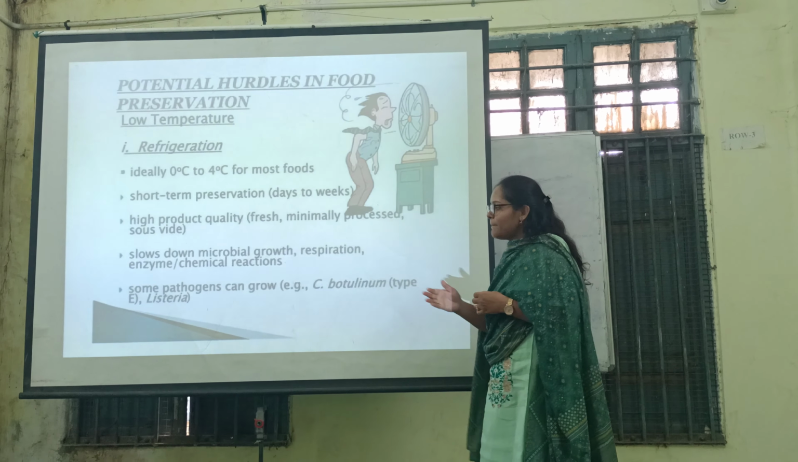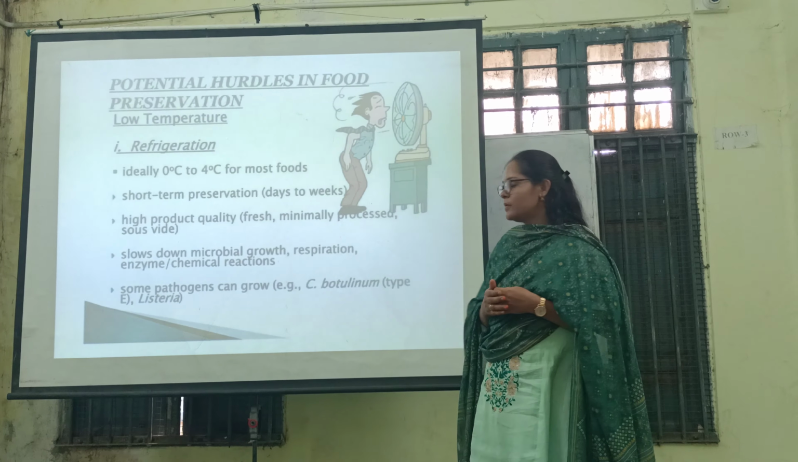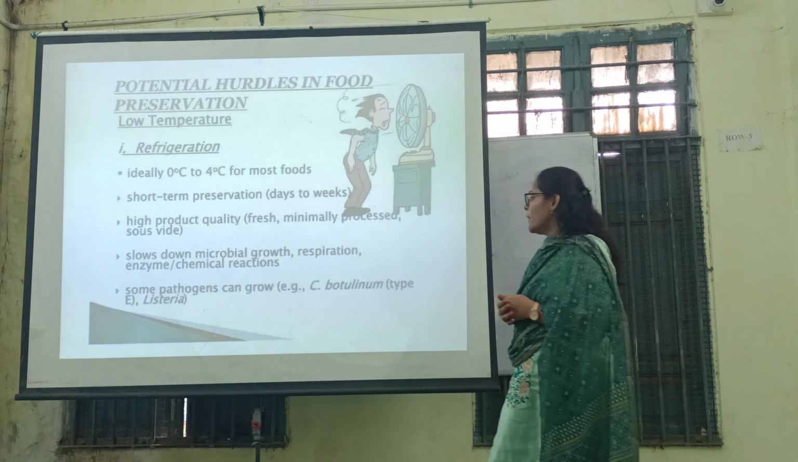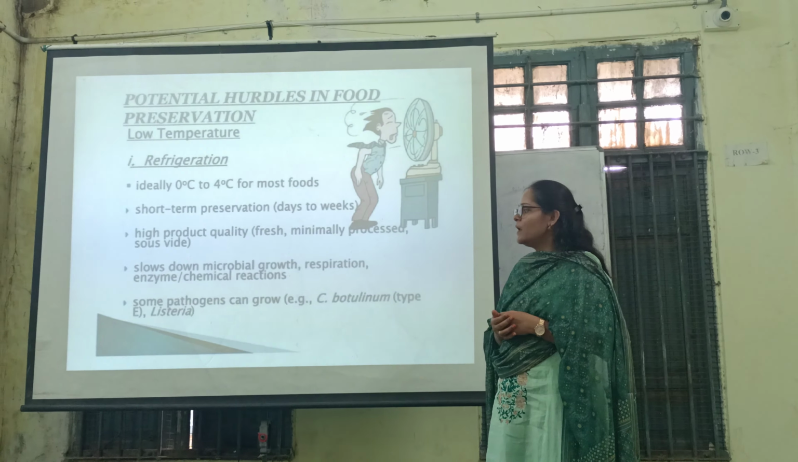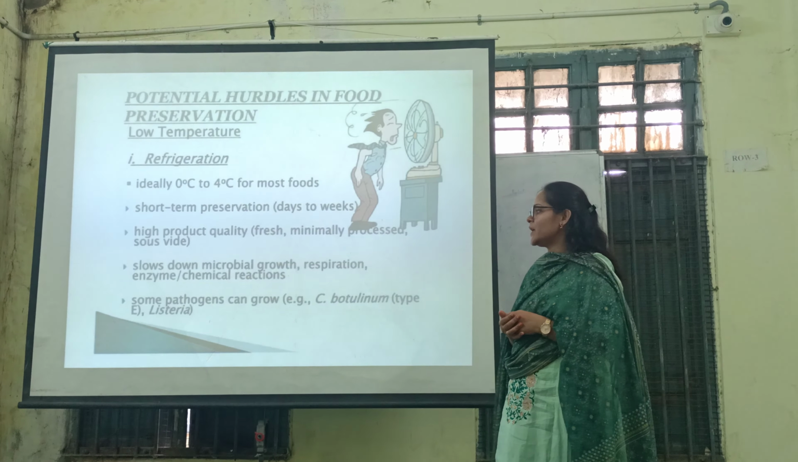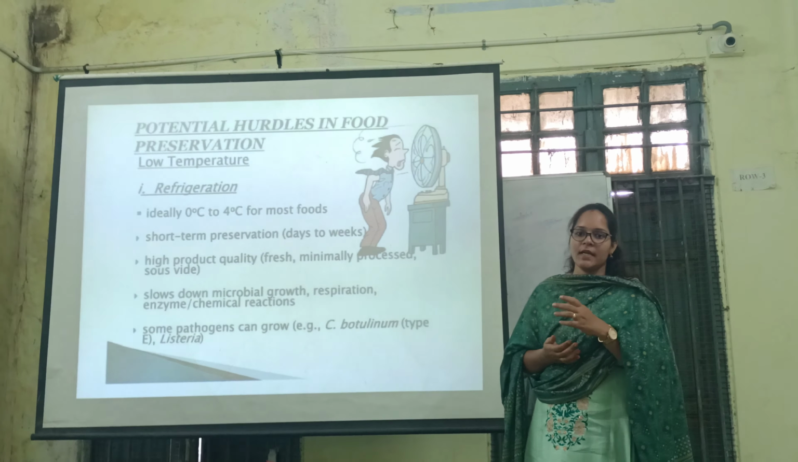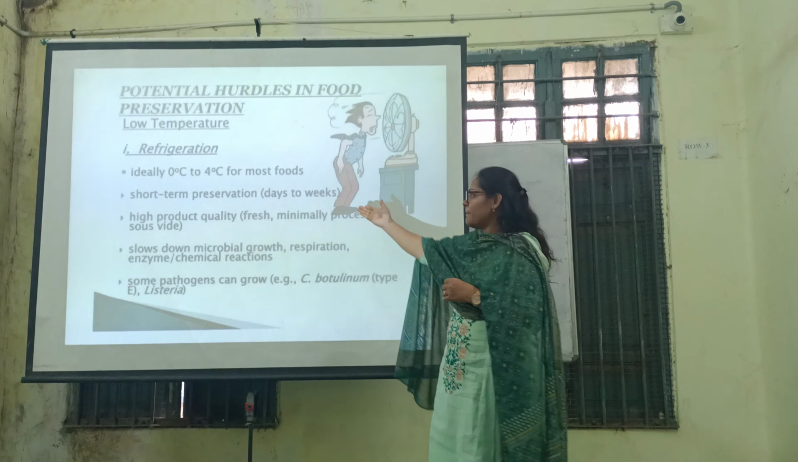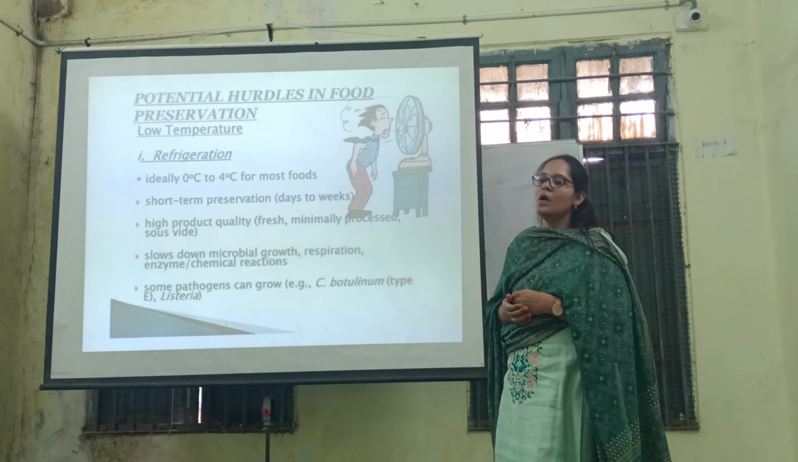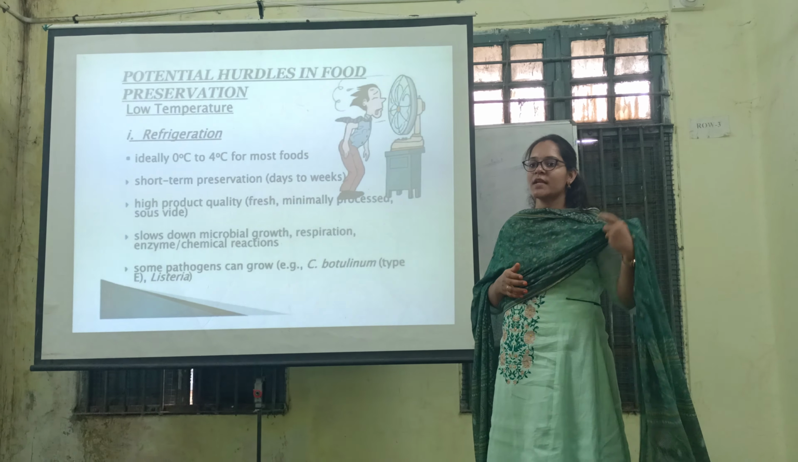Next, some pathogens can also grow. For example, Clostridium botulinum and Listeria. That is one type of pathogen that can easily grow at refrigeration temperature, that is 0 degrees C to 4 degrees C, the lowest temperature.